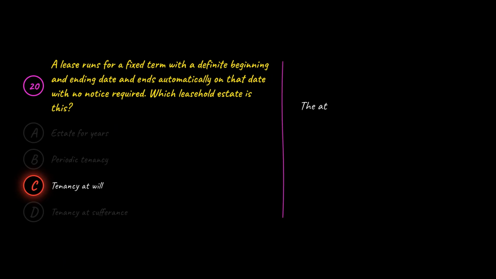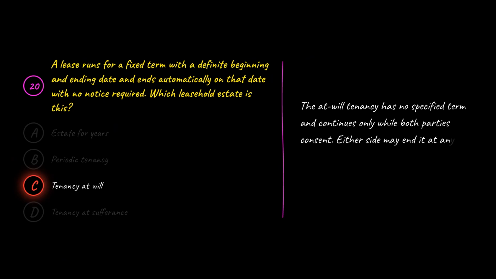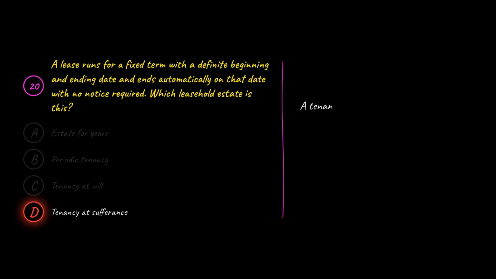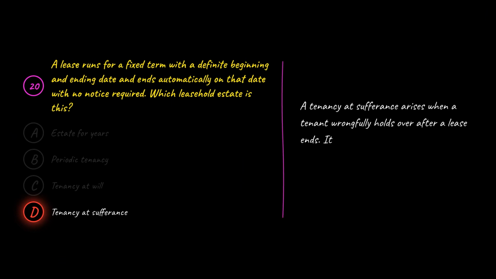C is wrong because the at-will tenancy has no specified term and continues only while both parties consent. Either side may end it at any time, which a lease with a definite ending date does not allow. D is wrong because a tenancy at sufferance arises when a tenant wrongfully holds over after a lease ends. It begins without consent after expiration, not as a fixed-term lease with a set end date.